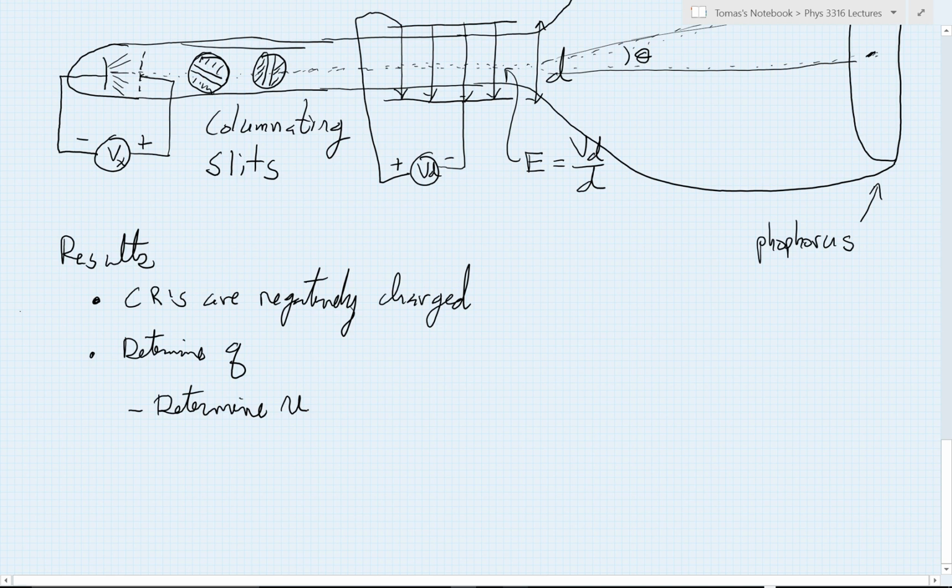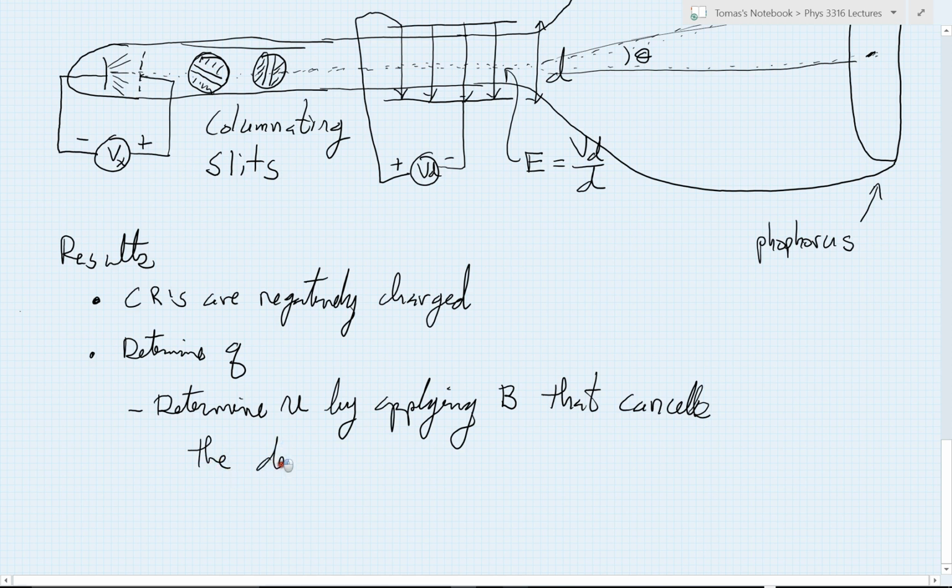Now, to determine the velocity, Thomson came up with a very clever technique. The way he determined the velocity was by applying a magnetic field B that cancels the deflection. So, let's see how this works.